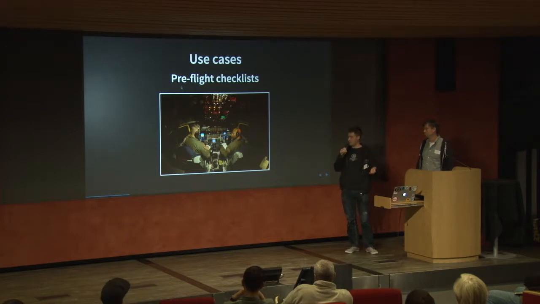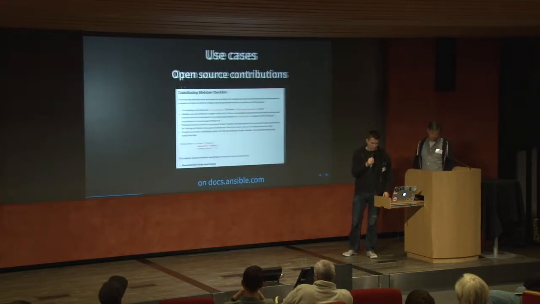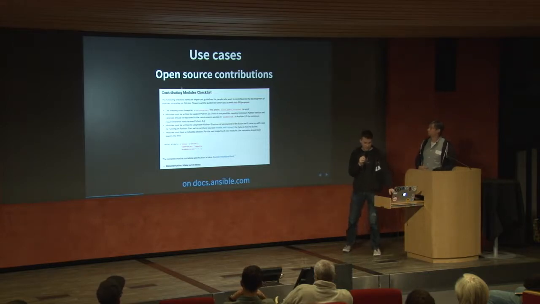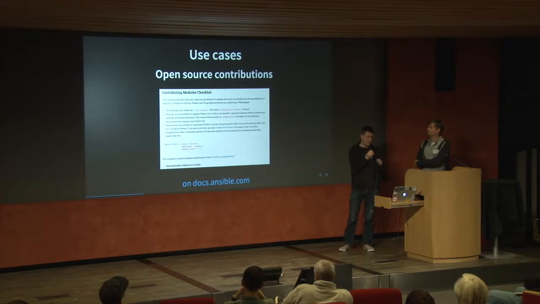You might think of the military as well, because the military uses a lot of checklists for operations. They're often doing things over and over again, and obviously precision is very important. Checklists also exist elsewhere. For example, in the open source world, you might have a checklist for your contributors to look at. Here's Ansible's module checklist.